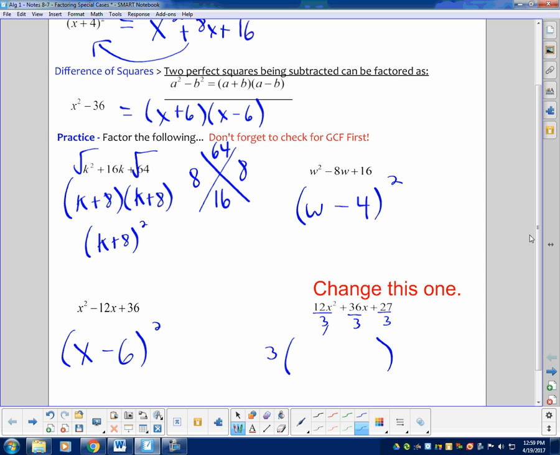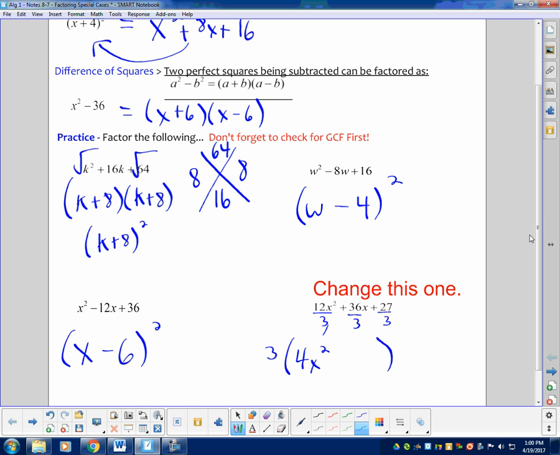What's 12 divided by 3 equal? Wait, we can factor it like this too? It's 4. Well, it's a two-stepper, okay? So you have to do this first, but there's more to it. You can factor it like this if it's a perfect square trinomial.